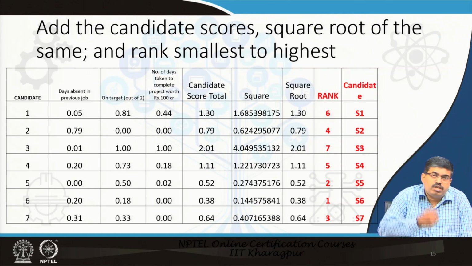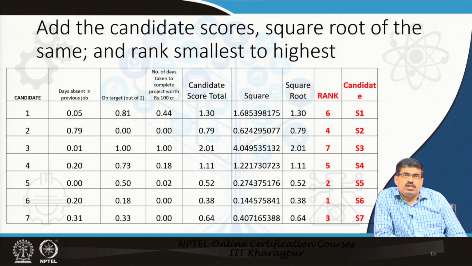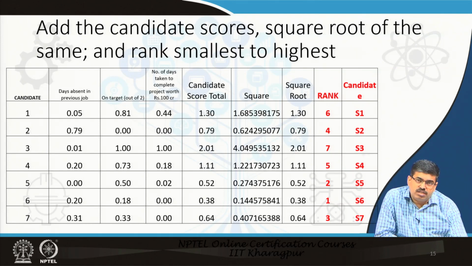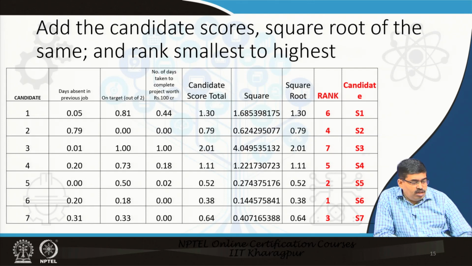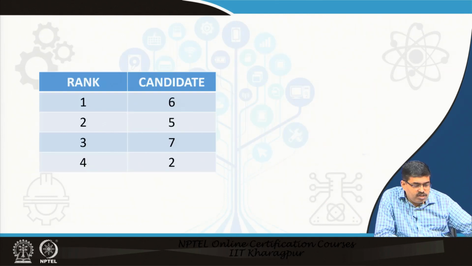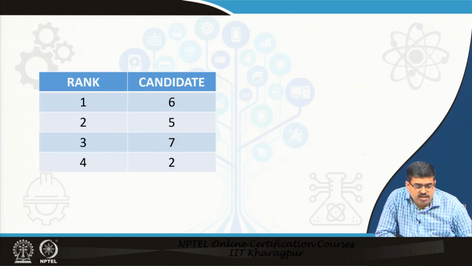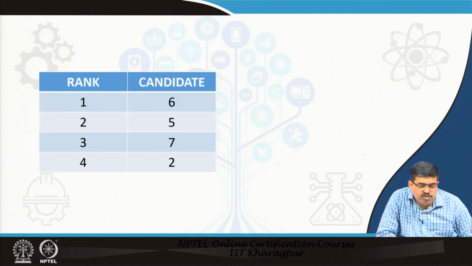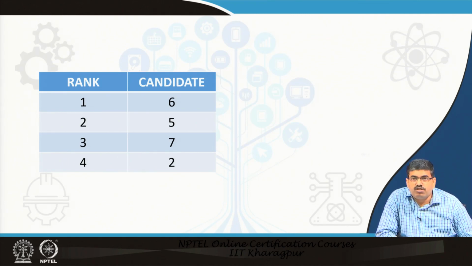So, in this order. Now, what is the benefit of this method? So, this is the rank of the candidates. Okay. Rank 1, 2, 3, 4 is candidate 6, 5, 7 and 2.